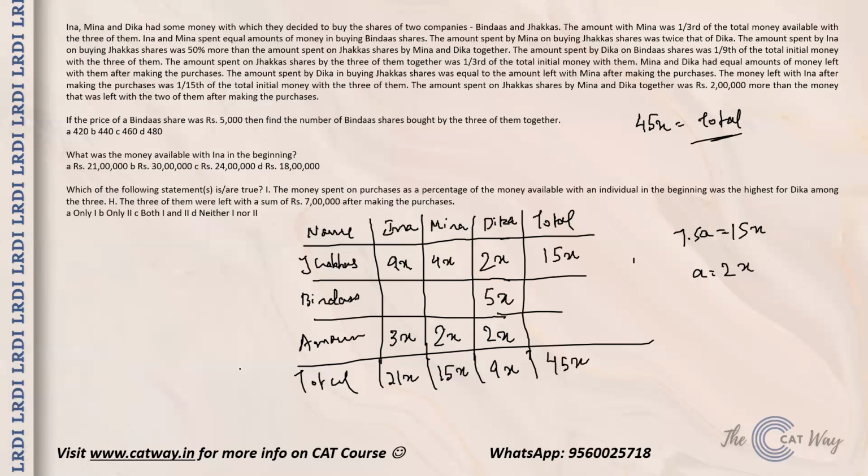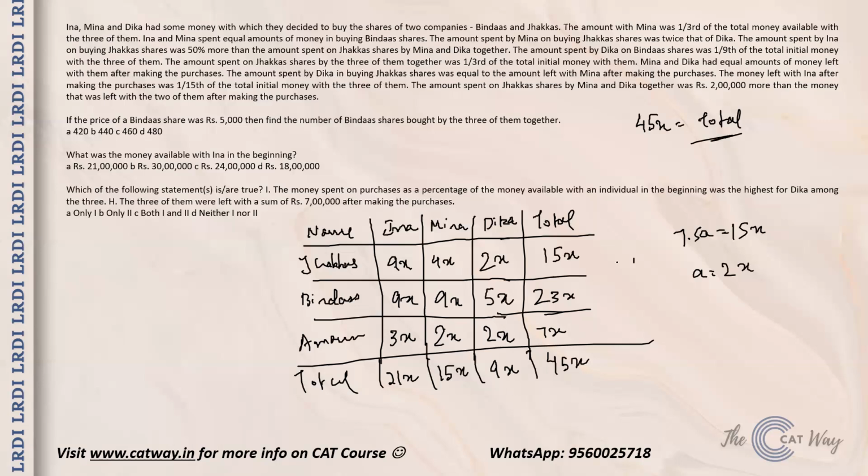Okay, she is going to spend the remaining 9x on Bindas shares. So these will be 9x, 9x each, so 9 and 18, 23x. Okay, and this is equal to 3252, 7x. Now all the data we have, now we can directly move towards the questions. So first is that if the price of a Bindas share was 5,000, then find the number of Bindas shares bought by the three of them together.